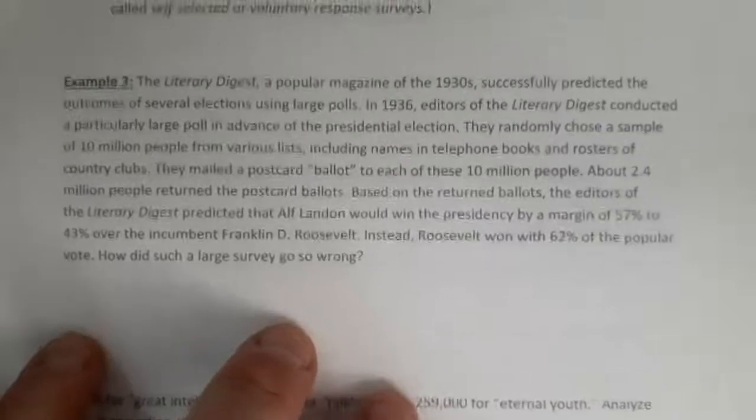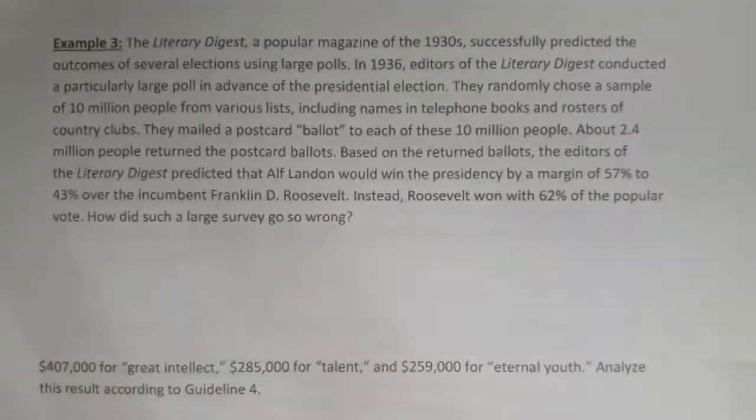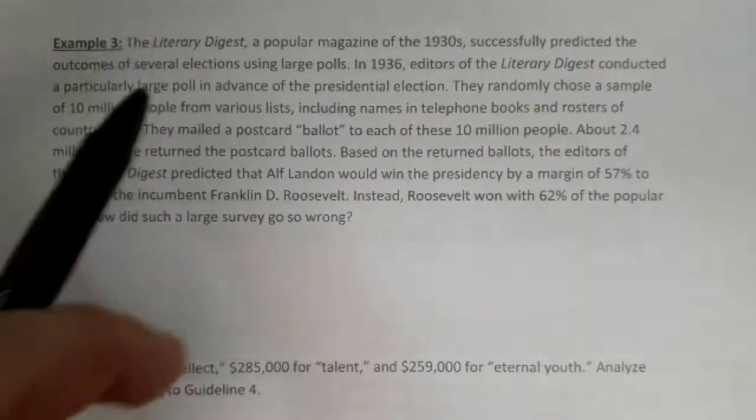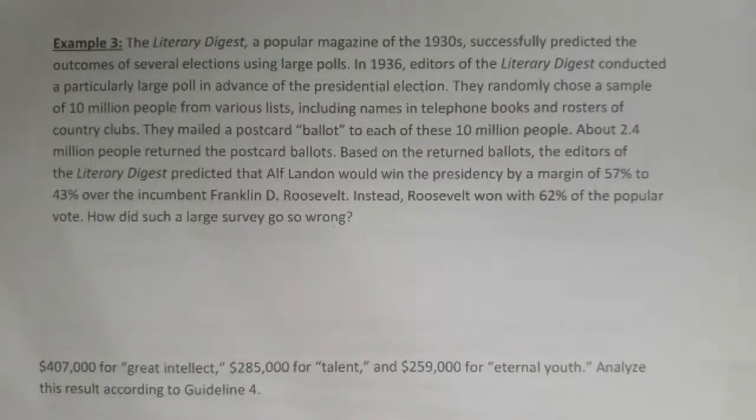Okay, so they give you another example. And here is where they start talking about the Gallup polls, what they talk about right after this, because they talk about the Literary Digest, a popular magazine of the 30s, that successfully predicted the outcomes of several elections using large polls. In 1936, the editors conducted a particularly large poll in advance of the presidential election. They randomly chose a sample of 10 million people from various lists, including telephone books and rosters of country clubs. They mailed a postcard ballot to each of the 10 million people. About 2.4 million people returned the postcard ballots.